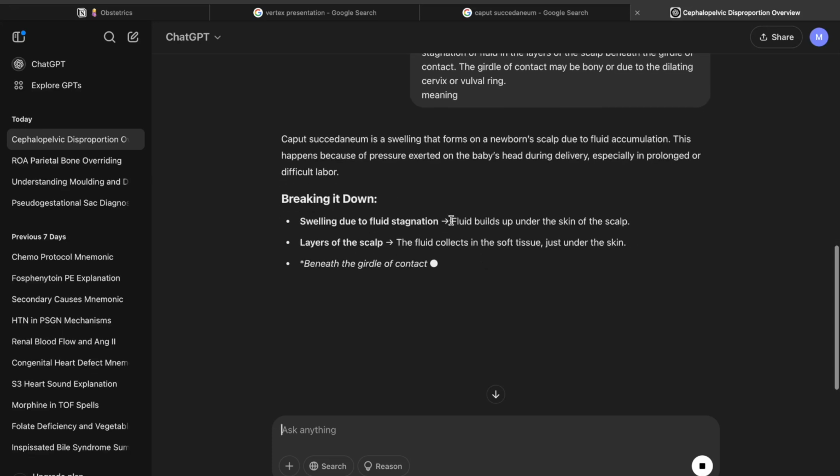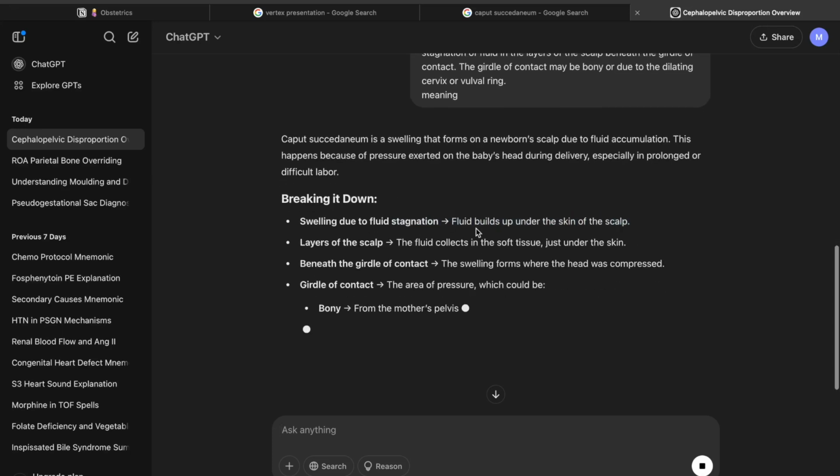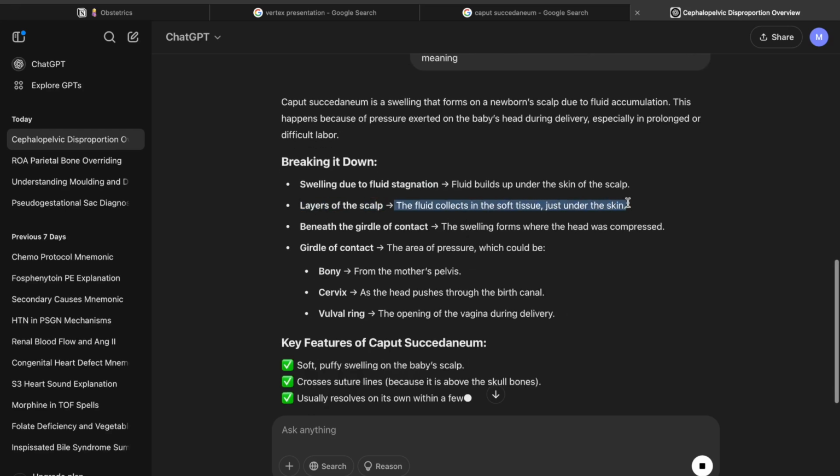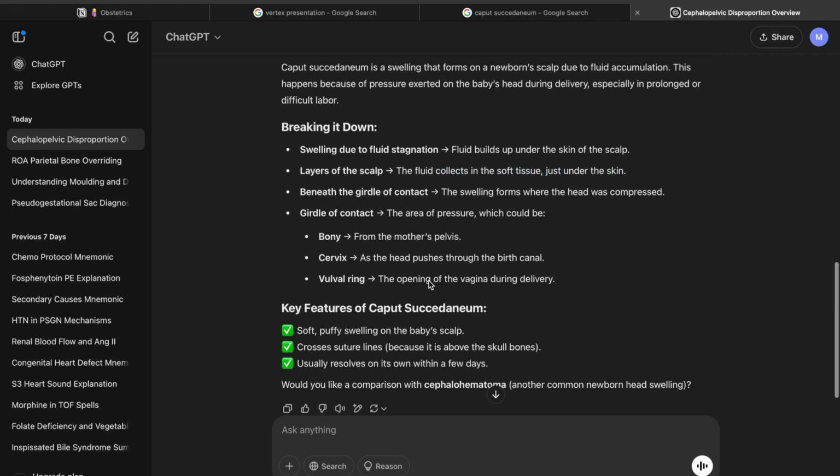Fluid stagnation. Okay, fluid builds up under the skin of the scalp, in the layers of the scalp. The fluid collects in the soft tissue just under the skin. Beneath the girdle, the swelling forms where the head was compressed. Girdle of contact is the area of pressure. Okay, fine, this makes sense.